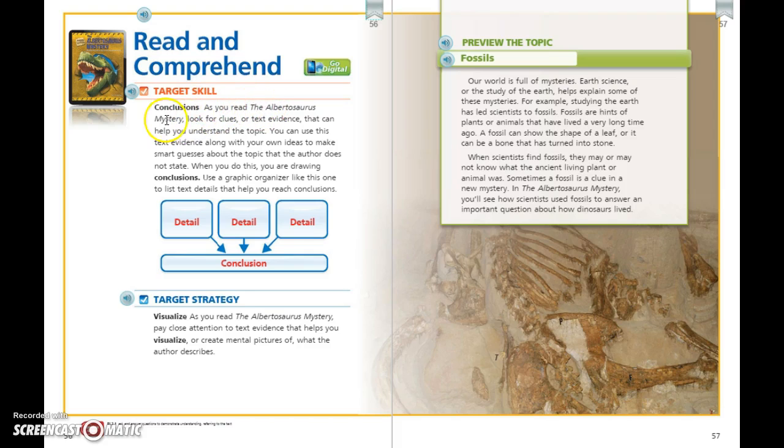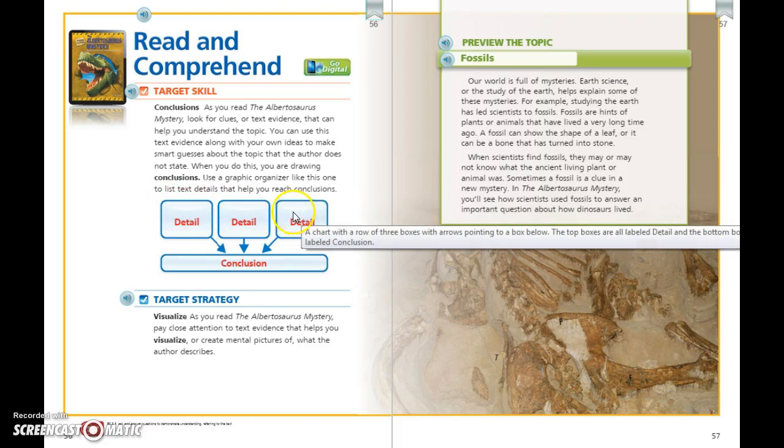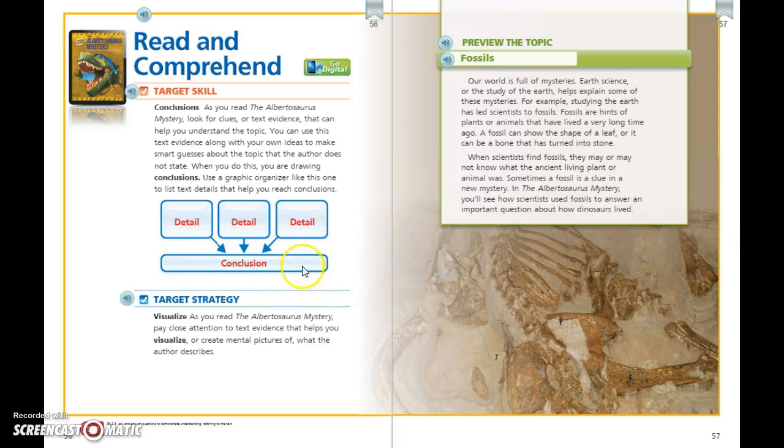As you read the Albertosaurus Mystery, look for clues or text evidence that can help you understand the topic. You can use this text evidence along with your own ideas to make smart guesses about the topic that the author does not state. When you do this, you are drawing conclusions. Use a graphic organizer like this one to list text details that help you reach conclusions. So you can see that you're using 3 or more details, sometimes it might be less than that, to make your conclusion or your smart guess about the topic that the author does not state in the story.